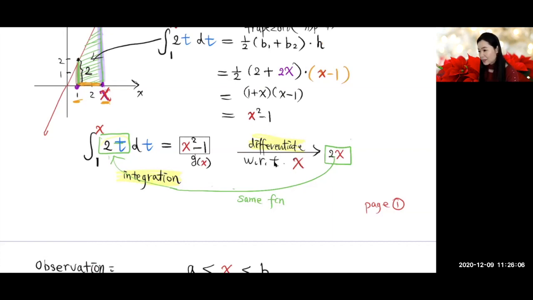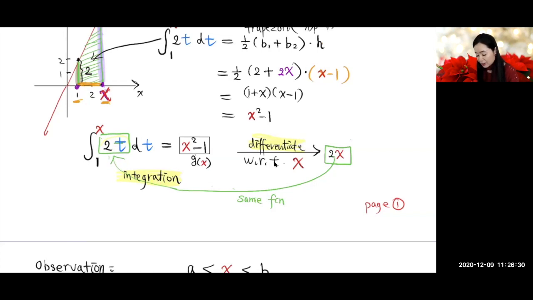So they cancel out. It's like you put on your shoe, and then you take off your shoe, then you didn't do anything. You end up at the same position. You go forward one step, and then you go backward one step, you end up in the same place. So integration and differentiation are reverse processes.